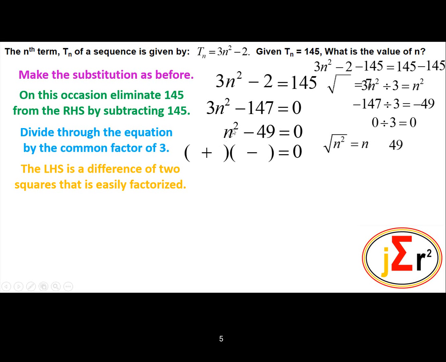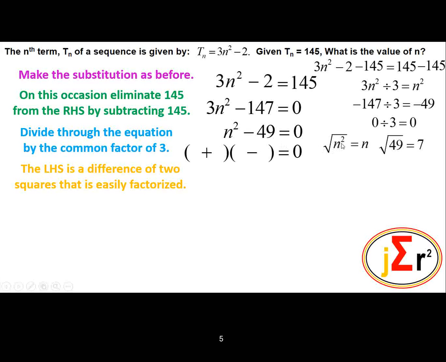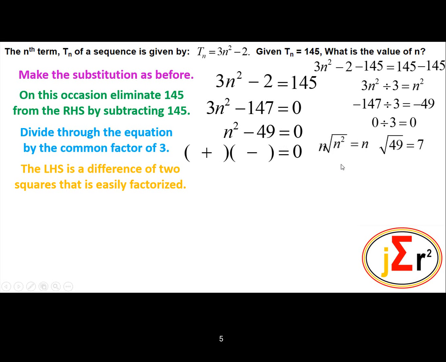So we take the n squared that we have here, we take the square root of that, and we also take the square root of 49. So we take the square root of n squared, and we will take the square root of 49. So the square root of n squared is n. That will take its place right there. And of course, the square root of 49 is 7. 7 will take its place there and there.